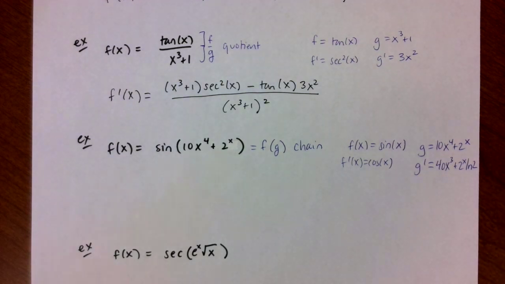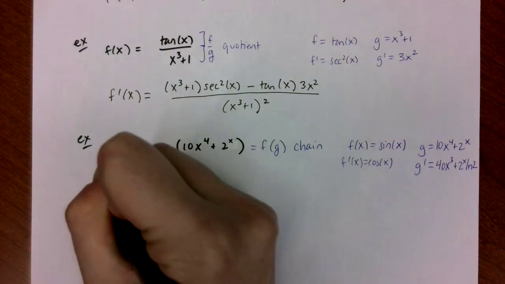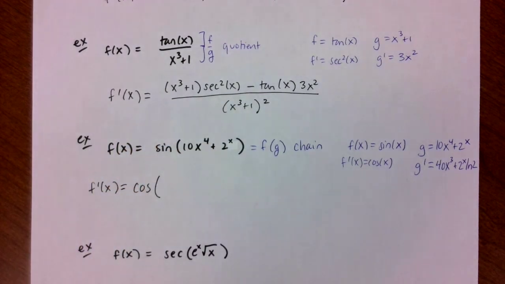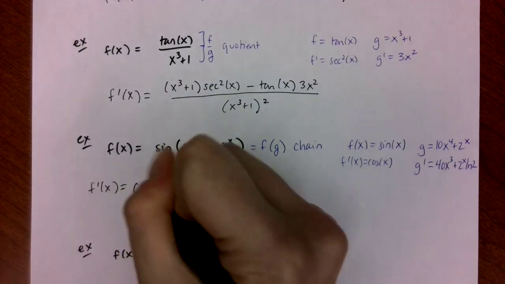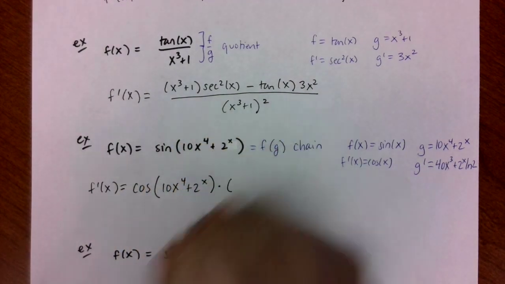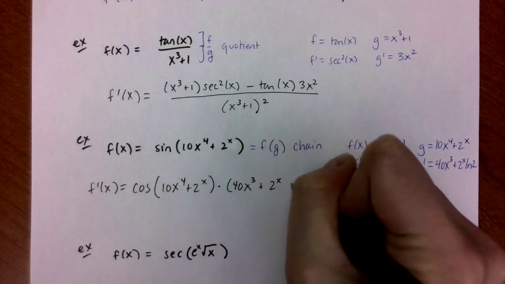For the chain rule, our derivative formula will be f prime of g times g prime. F prime of g, so that 10x to the 4th is still in there, times g prime, which requires parentheses because it has addition.